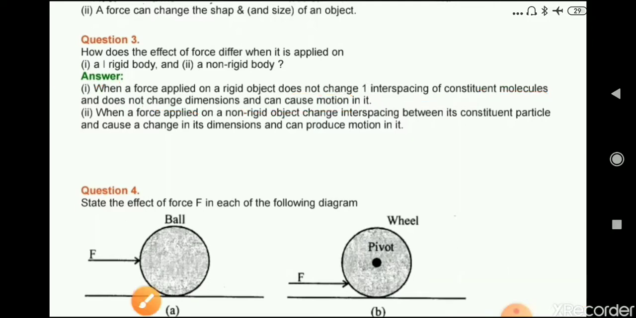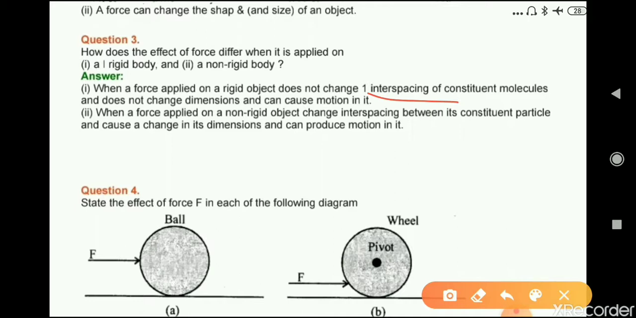Means when a force is applied on a rigid object, as the molecules are so closely packed, on applying the force it does not change the interspacing between the constituent molecules. Means the intermolecular space does not change, but it can cause motion in the body.